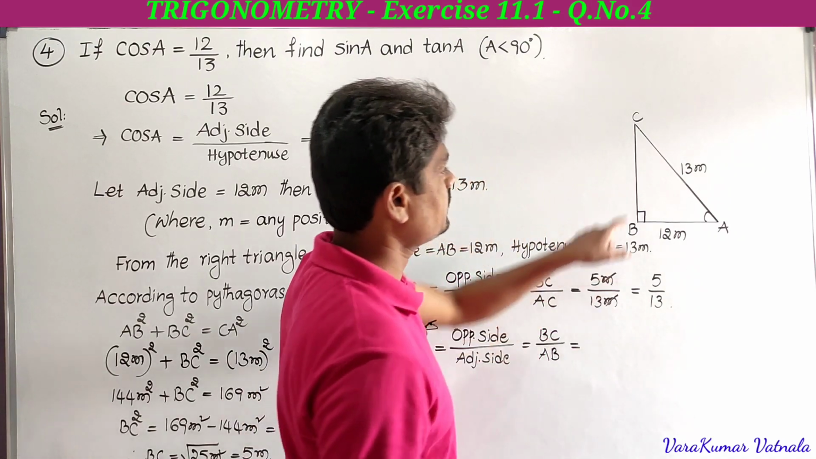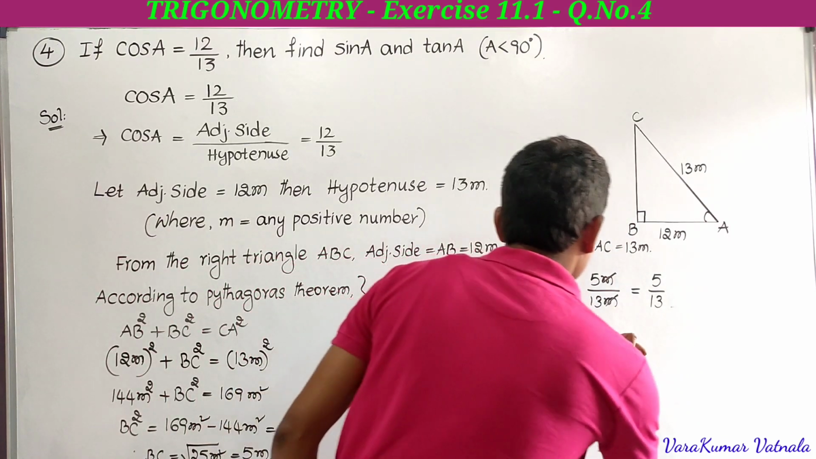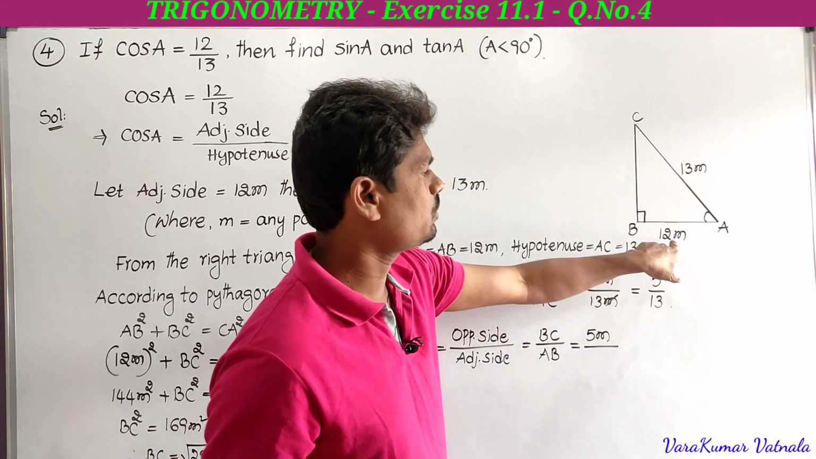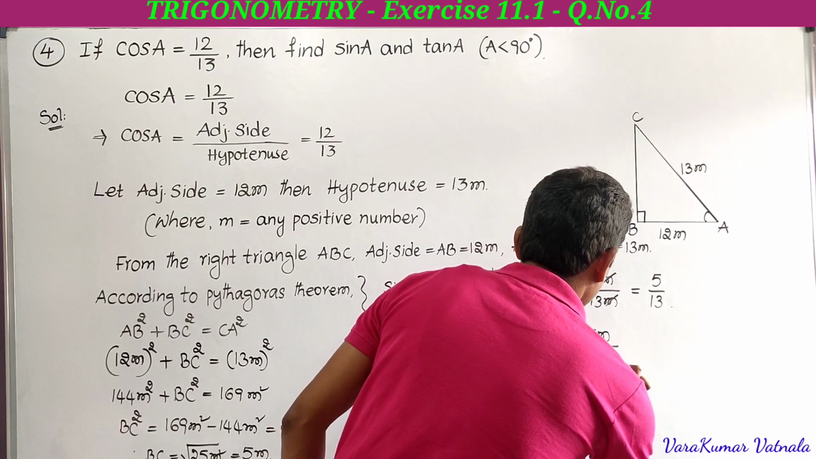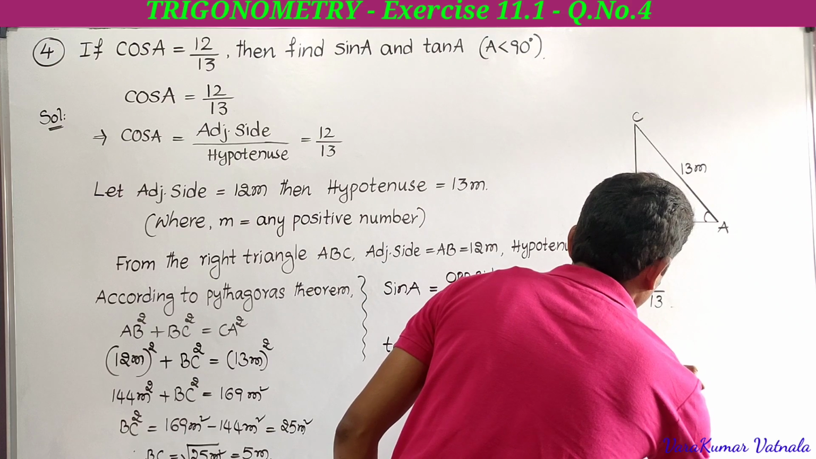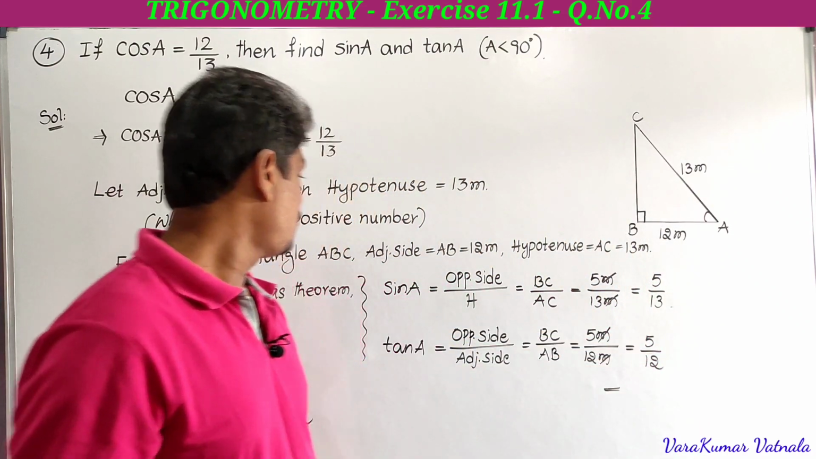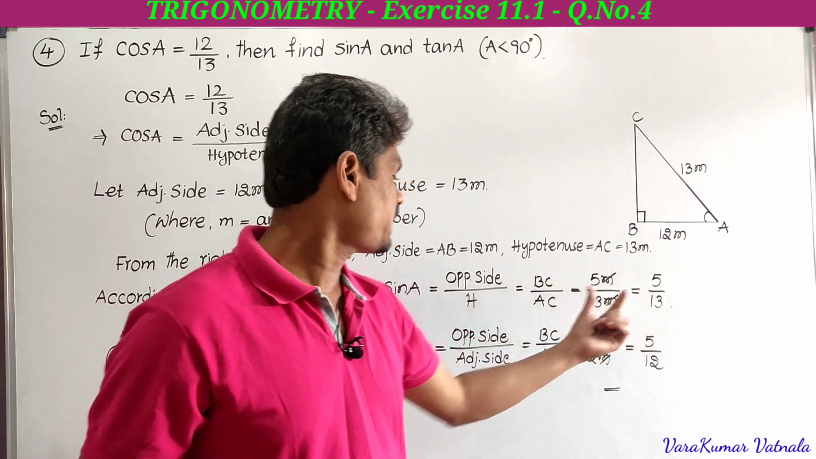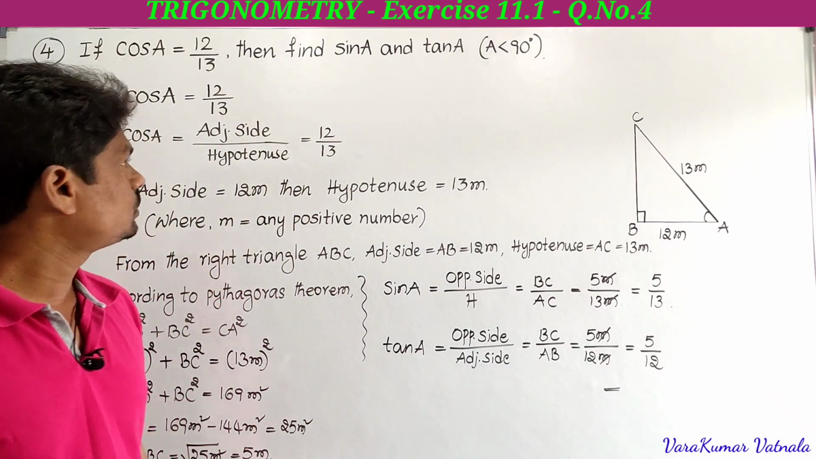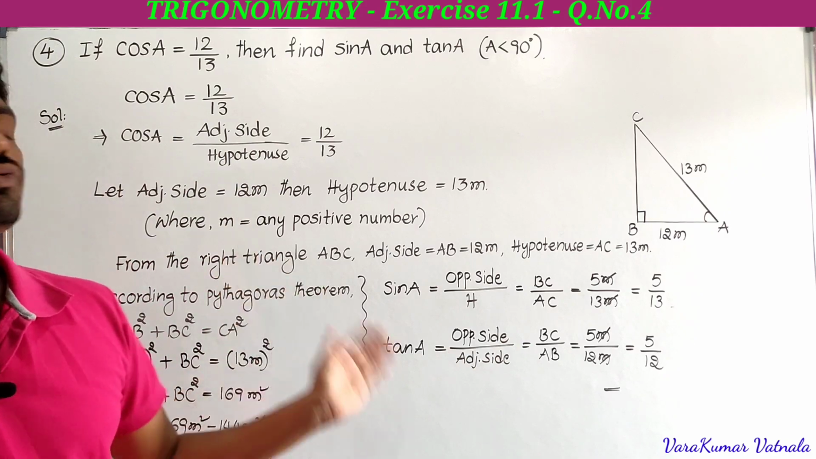We have BC equal to 5m, so I am writing 5m divided by AB, which is 12m. The m gets cancelled, we get 5 by 12. So just cancel m, we get 5 by 12. So sin A is equal to 5 by 13, tan A is equal to 5 by 12. The question is asking to find sin A and tan A. So this is the fourth problem.